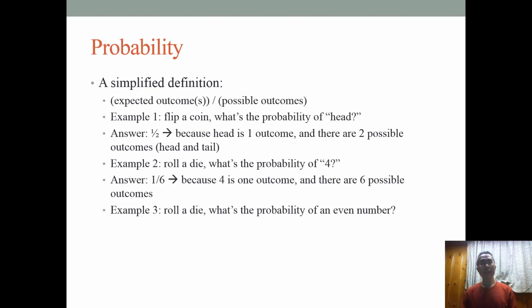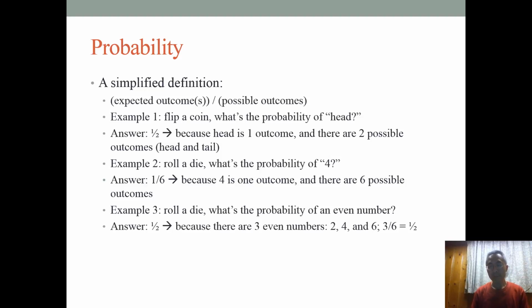Alright, now how about we roll the die and what's the probability of getting an even number? Now, the answer should be half, 50%, because there are 3 even numbers, 2, 4, and 6. And any one of them is fine with us, right? So 3 divided by 6 is half.